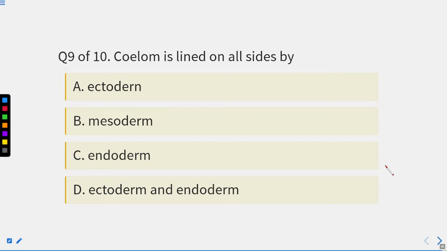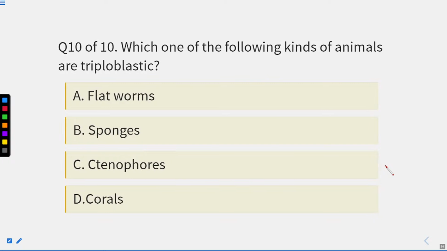Okay, the last question. Which of the following kinds of animals are triploblastic? Flatworms, sponges, ctenophores and corals. Again I am repeating, which one of the following kinds of animals are triploblastic?